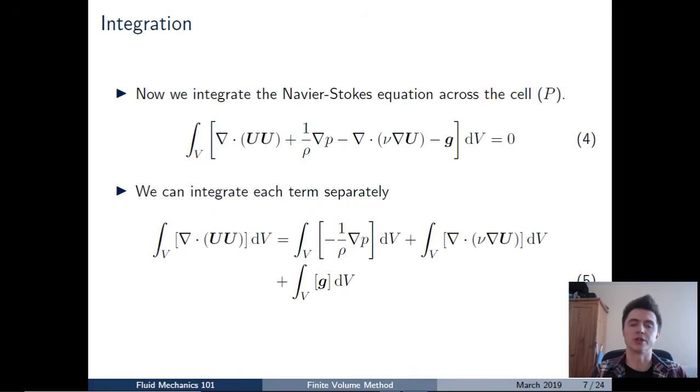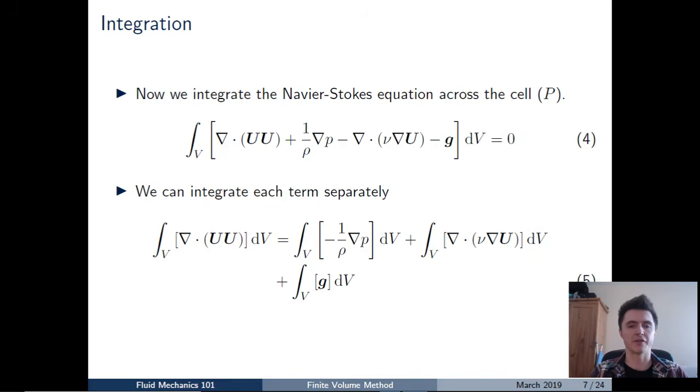So to start, what we do is we integrate the entire Navier-Stokes equation across that owner cell P. And so we take the equation and we integrate it across a volume there, that's equation 4. And of course, integration and addition are commutative operations, which means we can split up the various terms and integrate them one by one. And this will make it a lot easier for us to explain and understand what's going on. And we're going to consider each term separately, as each of the terms is going to require a slightly different treatment in order for us to integrate them.